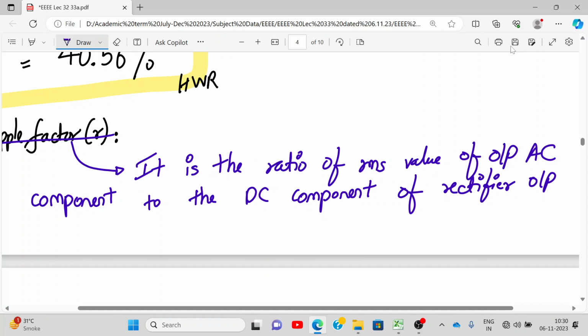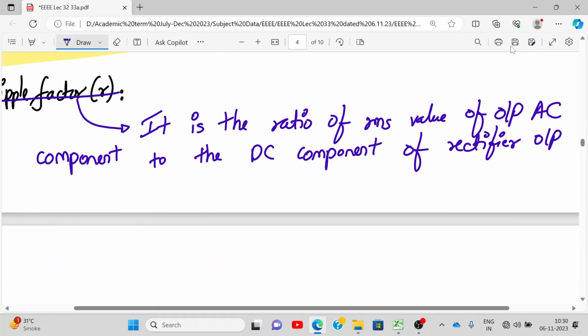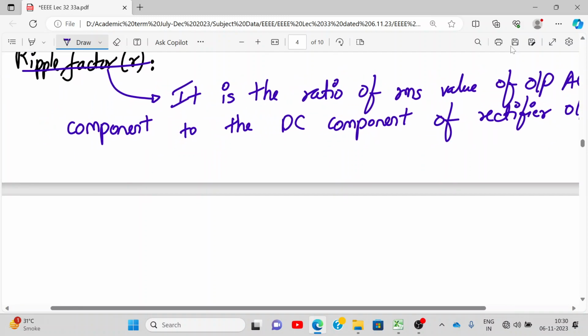Okay. The smaller the value of the AC component, the more effective is the rectifier. Ripple factor is the ratio of the RMS value of the output AC component to the DC component of the rectifier. Just as I showed you now, in the output you have an AC component and a DC component as well. So the ratio of the RMS value of both will give you the ripple factor. So technically speaking, R will be IAC upon IDC, or we can calculate VAC upon VDC.